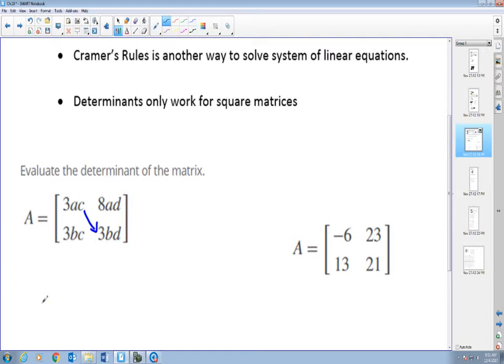So we take the 1, 1 entry, multiply the 2, 2 entry. So the determinant of my matrix A will be 3AC times 3BD, then minus the 2, 1 entry multiplied by the 1, 2 entry. Okay, it has to be in that order. So that will be 3BC times 8AD.